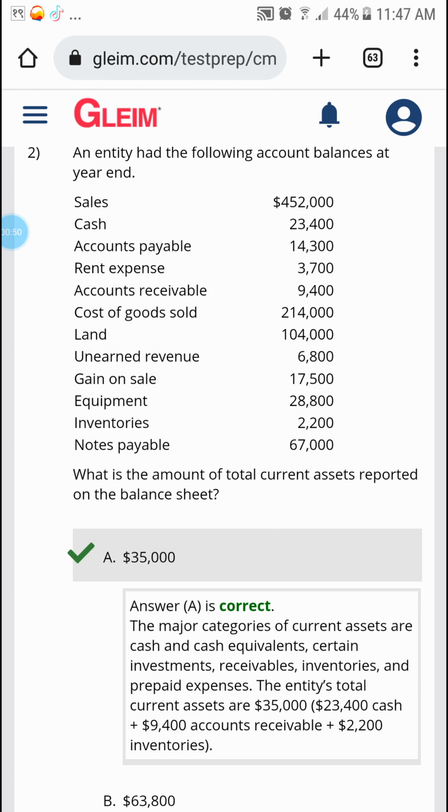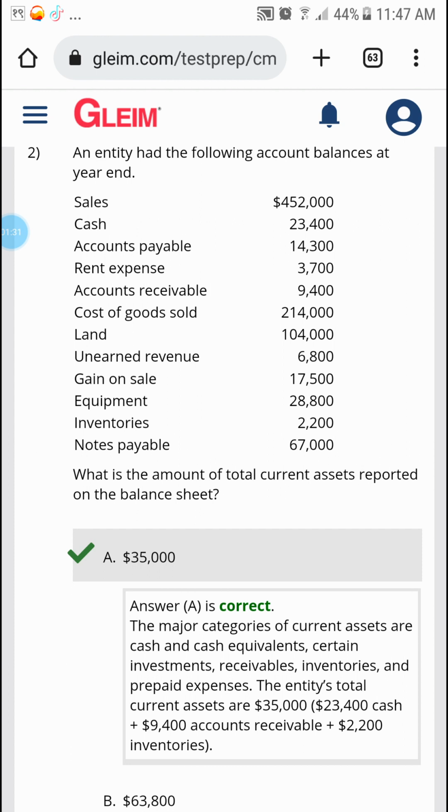Current assets include cash, which is 23,400. Accounts payable is a current liability. Rent expenses. Accounts receivable is also a current asset, which is 9,000. Cost of goods sold, land, unearned revenue, and gain on sale are not current assets. Equipment is not, but inventories are also a current asset. So three items are current assets: cash, accounts receivable, and inventories. Notes payable is not a current asset.